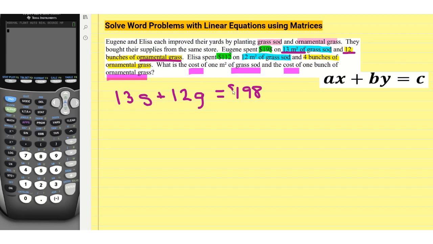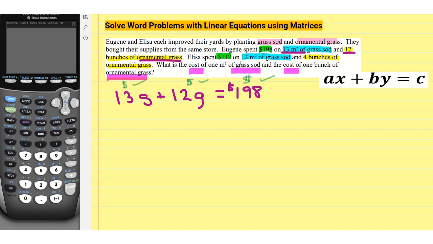$198. We also need to realize that this is going to be 13 units times some cost of sod, so that will end up being dollars, and then 12 units times some cost of grass will be dollars, and it's going to be equal to this total number of dollars. We always need to remember that in reality everything is talking about the same units. So we're talking about dollars plus dollars equals total dollars. Okay, so let's look at our next sentence.